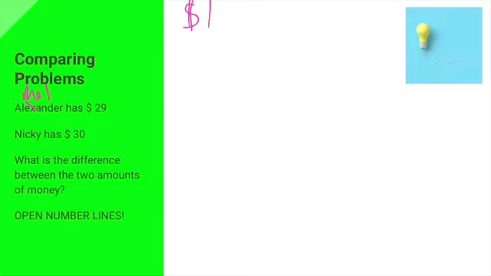It's $1. That's the difference. Watch as I show you this with an open number line. I know how much money each of us has, so I can write both numbers. So I have 29 and Nikki has 30. The 1 tells the difference between 29 and 30. The answer is 1. Here, I can actually add up.